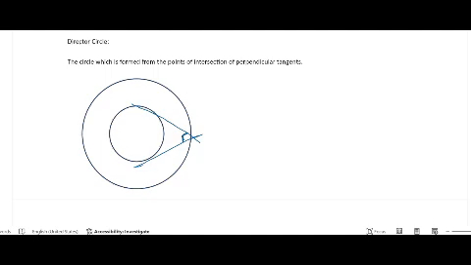The equation of a director circle is given by x square plus y square is equal to 2r square. So basically the radius of your director circle is root 2r. Radius of director circle is equal to root 2r.